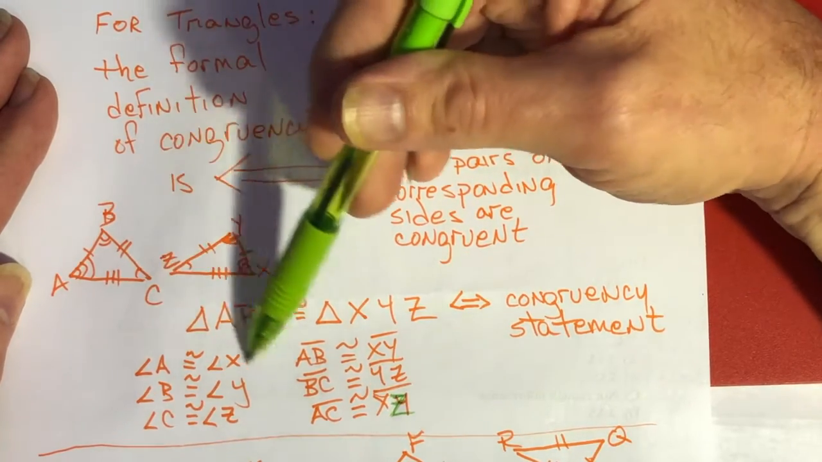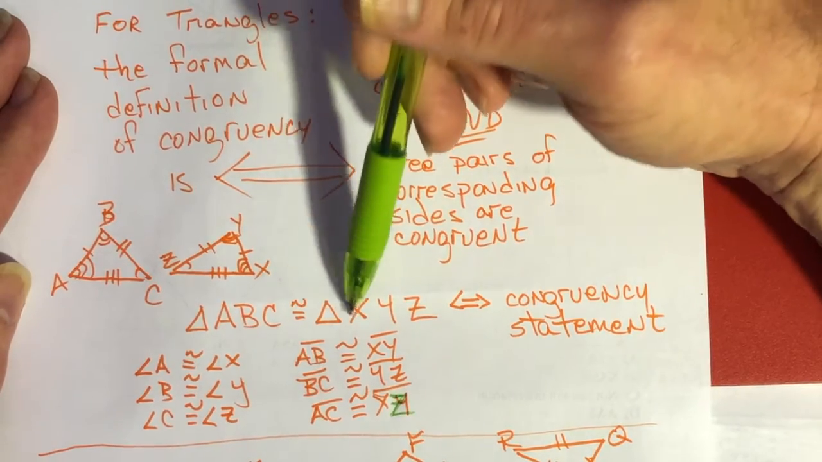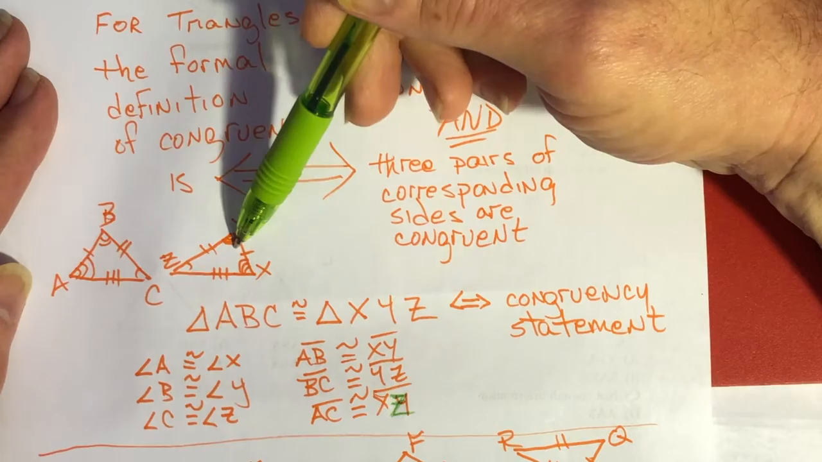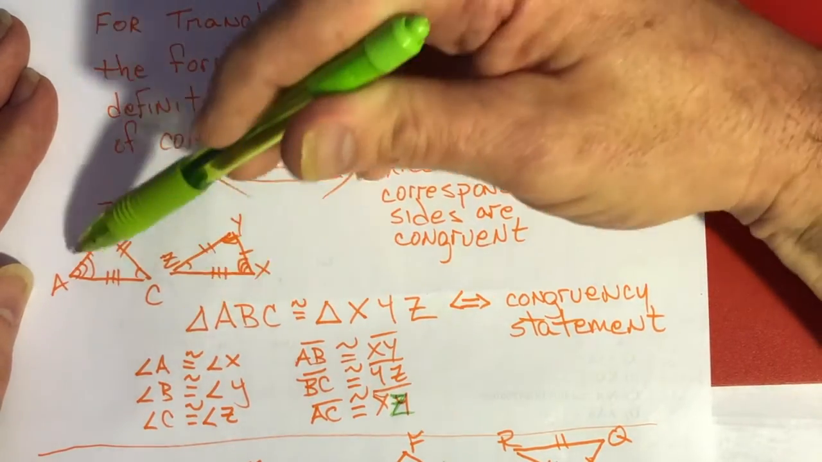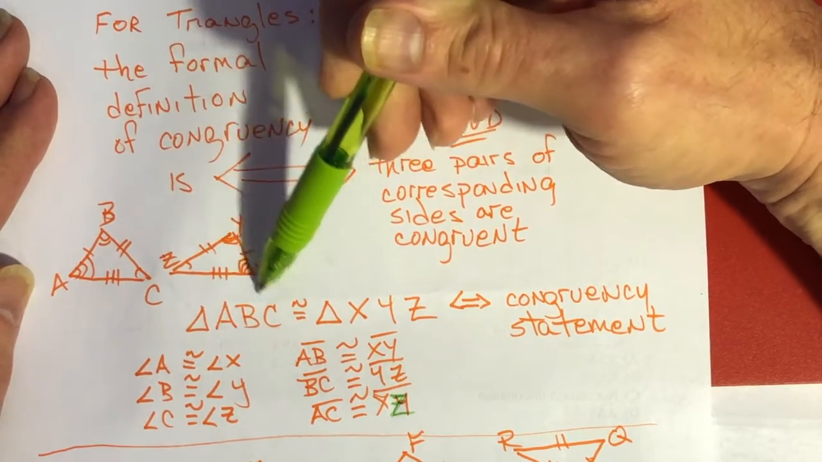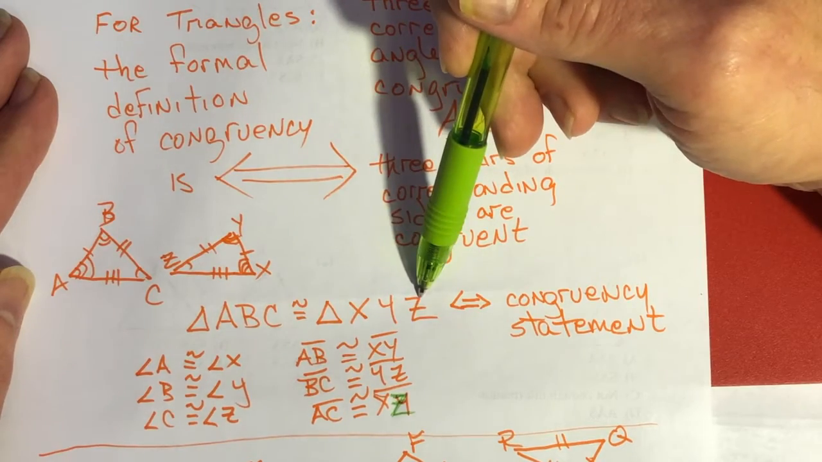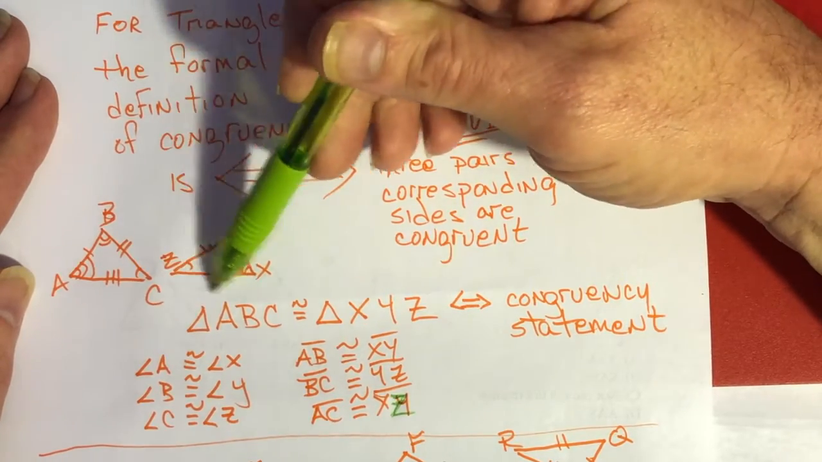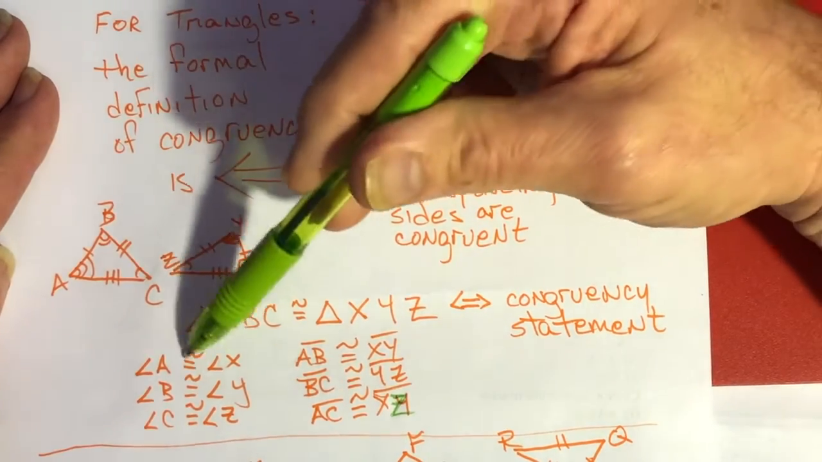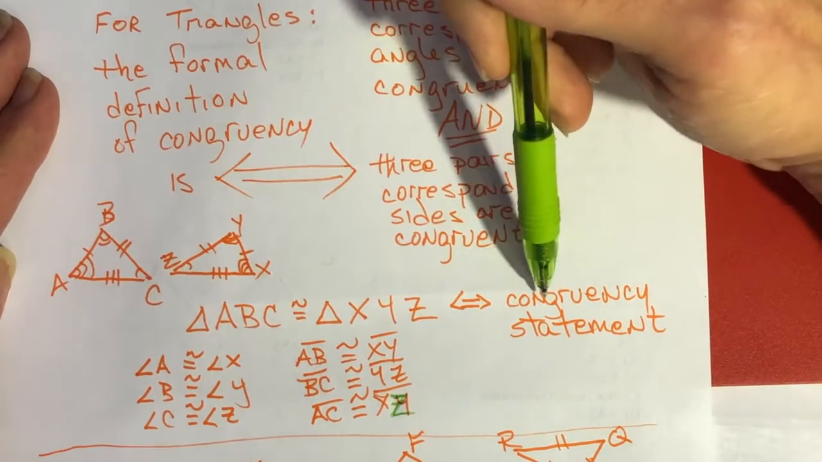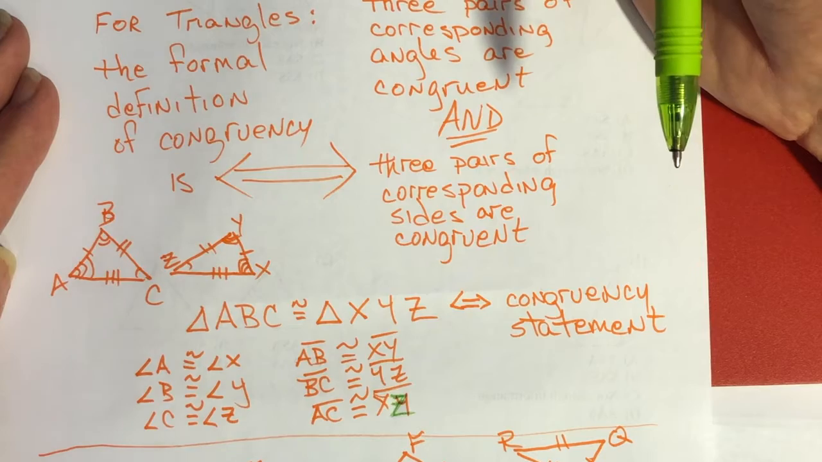So in order for it to be a valid congruency statement, it needs to reflect what is true about the triangles in terms of the angles and in terms of the sides. We've got one more side. We've got AC, which means AC has to be congruent with XZ, which is right here, and it is. These 6 pieces of information together say that we have 2 congruent triangles.